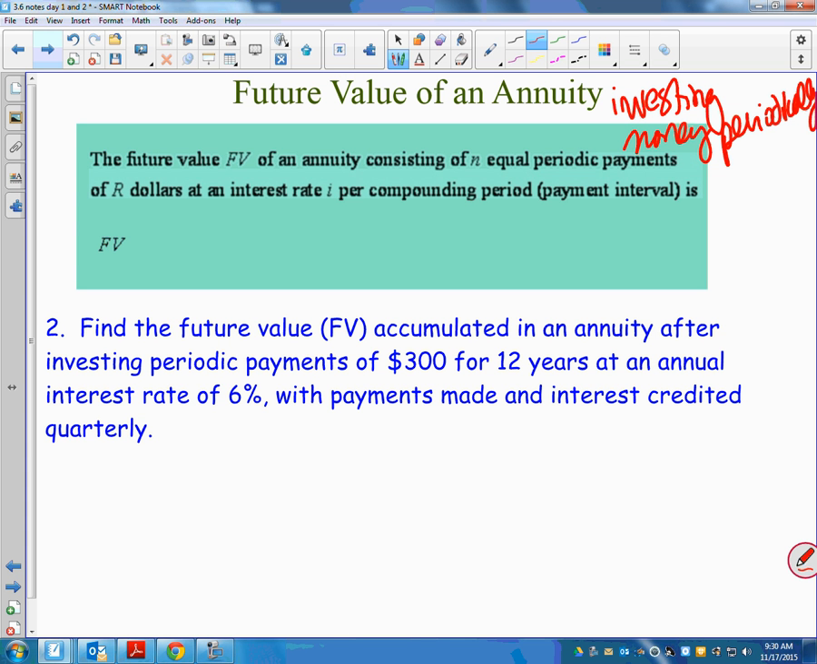This formula says if you're putting so much money in, like in this problem here, periodic payments of $300 for 12 years at an interest rate of 6%, then payments are made and interest is credited quarterly, which means every 3 months you put in $300. Every 3 months, interest is also credited. So you see the difference between yesterday's problems and today's problem. This is probably more realistic of what people do. I put money in retirement every paycheck. So every paycheck, I get money taken out and put in. But every quarter, my interest is collected.